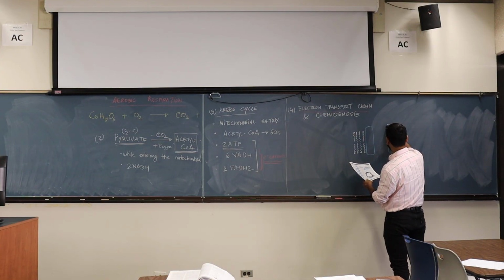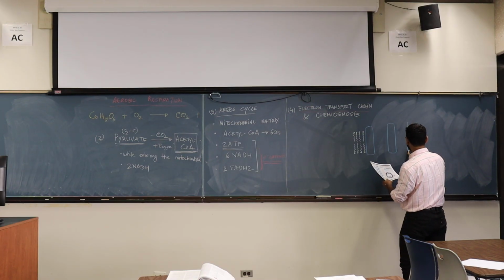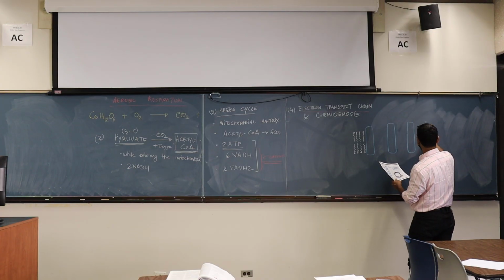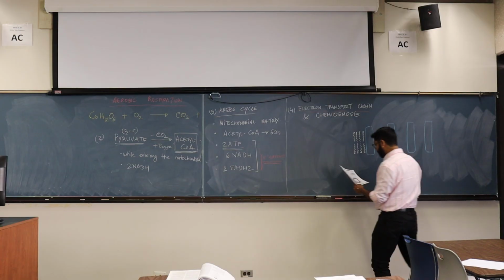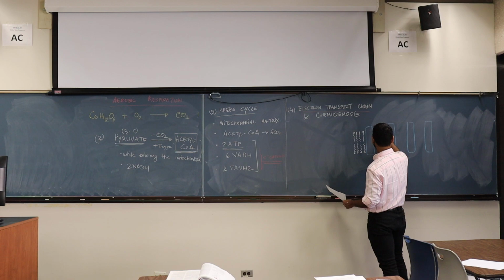Gate 1, gate 2, gate 3, and gate 4. And in between, this is the fatty acid that is making the cell membrane.